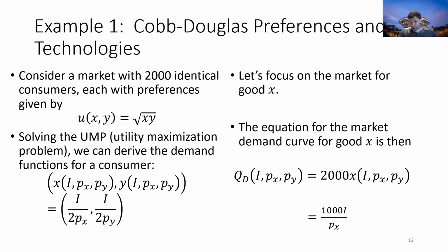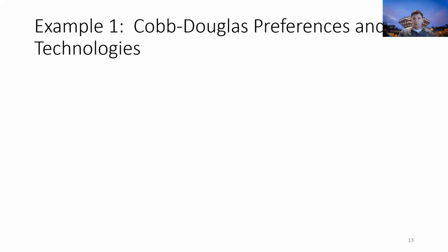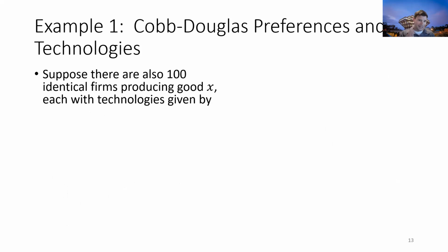What about the other side of the market? Well, hopefully that is familiar, considering we've been dealing with this for the past 2.5 weeks through profit maximization. But let's suppose there are 100 identical price-taking firms producing good X, and each firm's production technology for good X, let's suppose, is this decreasing returns to scale Cobb-Douglas, which we know has a well-defined profit max solution because it is DRS.